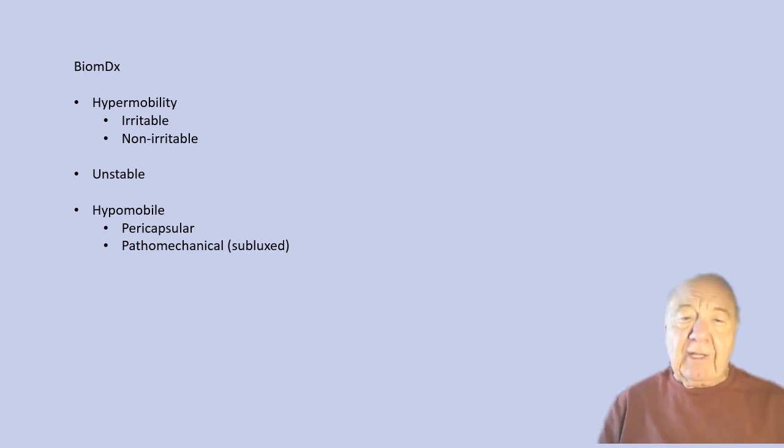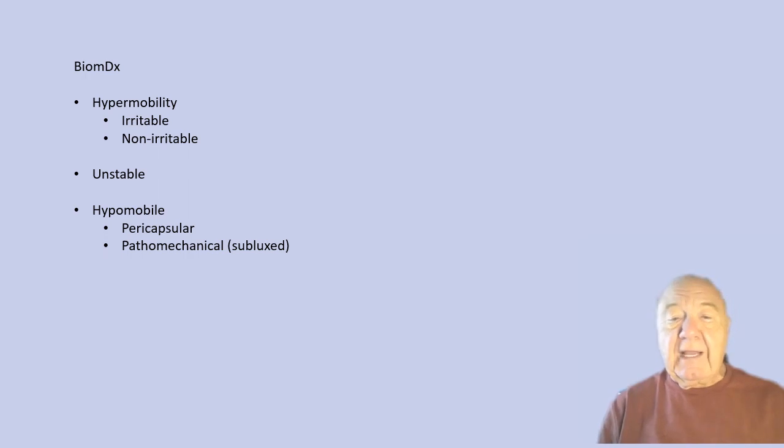If you have a subluxation, you can guarantee you have an instability, because I don't think it's possible to have a subluxation without an unstable segment. And then we've got hypomobile pericapsular, which is due to the capsule or joint ligaments being incompetent, basically, either attenuated or torn, in either case not doing their job.